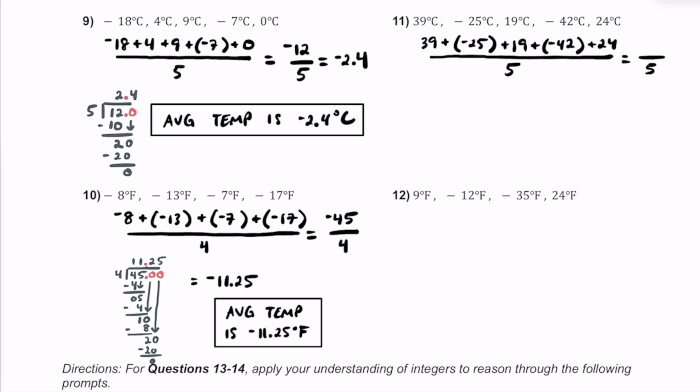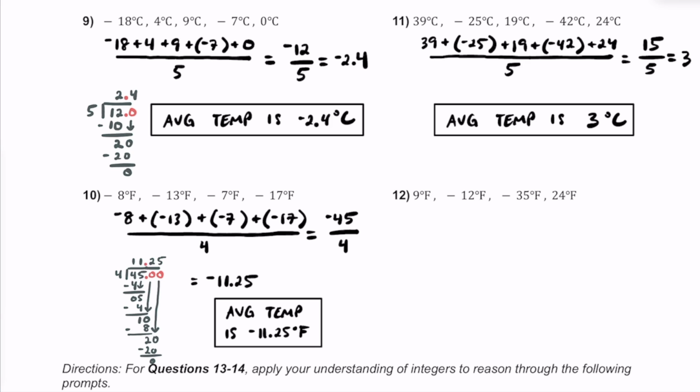So I think if you add these all up, we're going to get 15 degrees, but we're going to divide that by 5. I don't think we need any standard algorithm here because 15 divided by 5 is just equal to 3. It's a nice whole number here. That being said, we can say the average temperature here is 3 degrees Celsius.